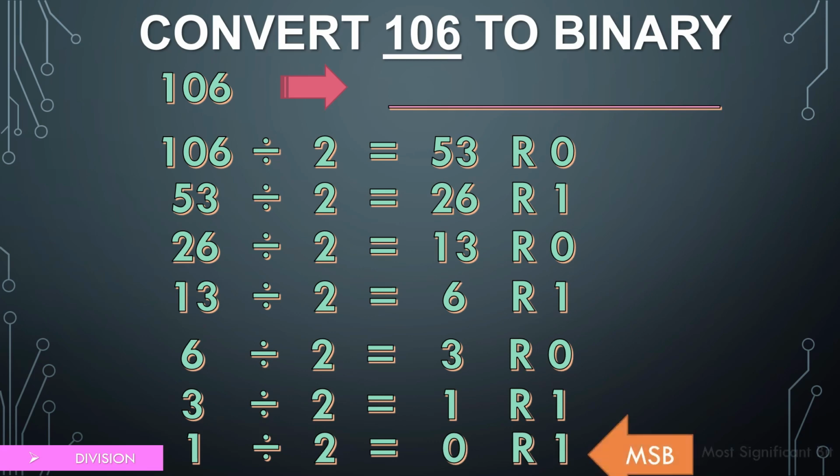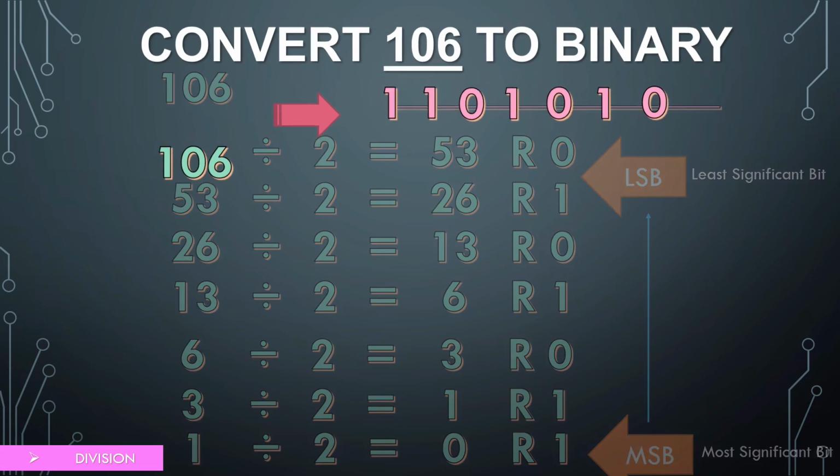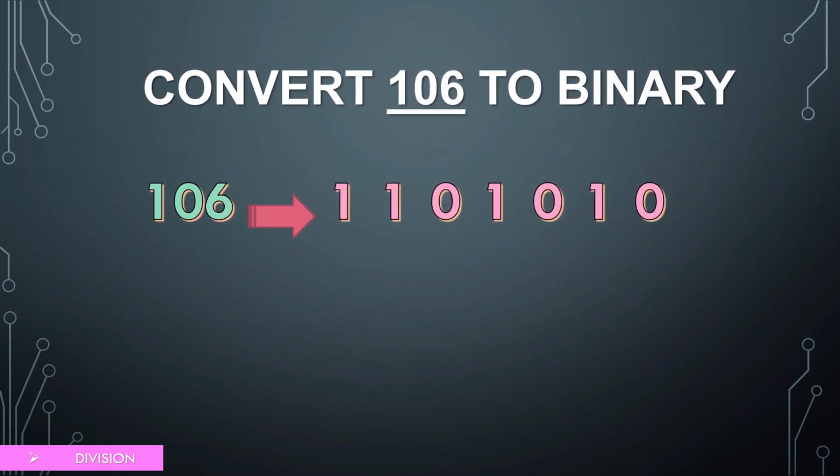Now let's put the MSB, or the most significant bit, down to the least significant bit. So we have 1, 1, 0, 1, 0, 1, 0. So that's the binary of 106. If you got it right, congratulations.